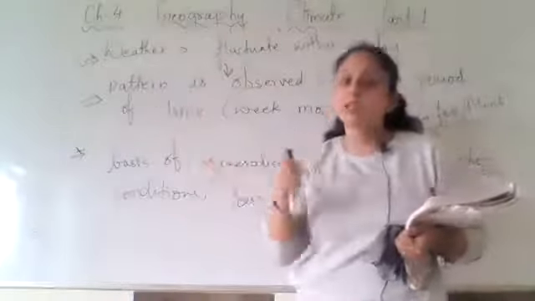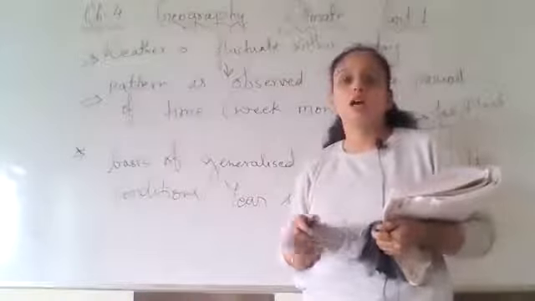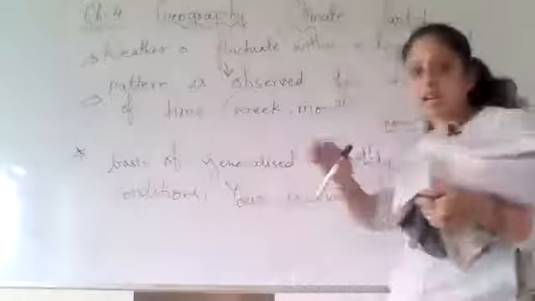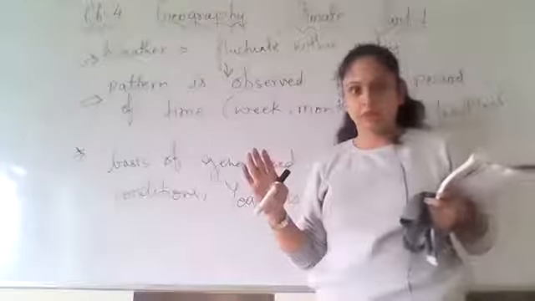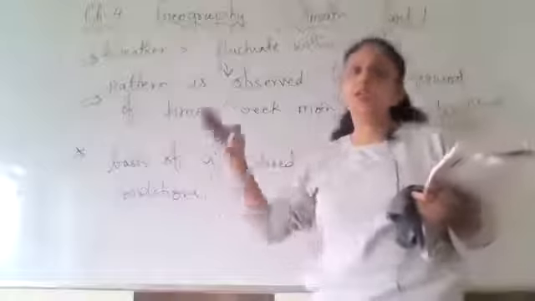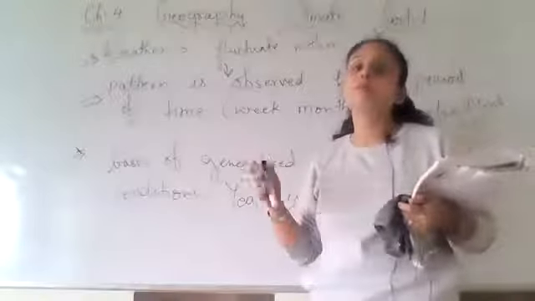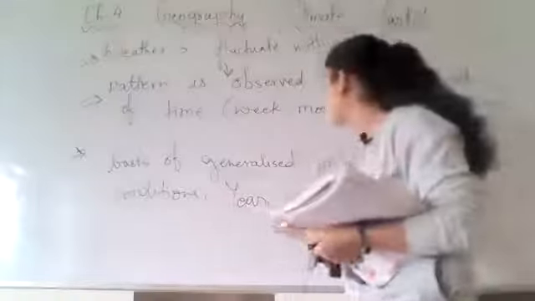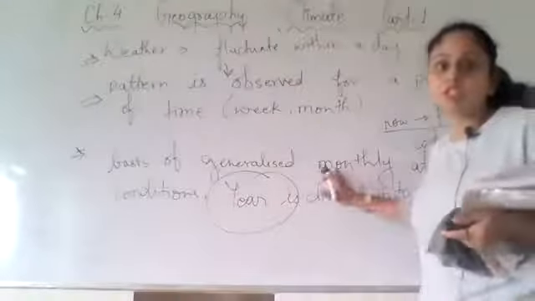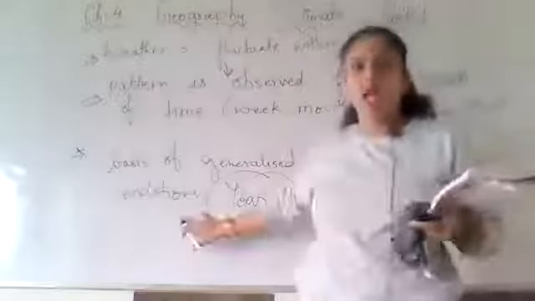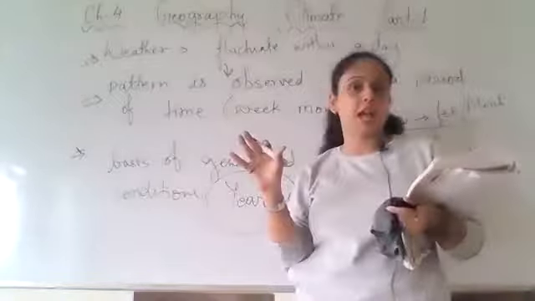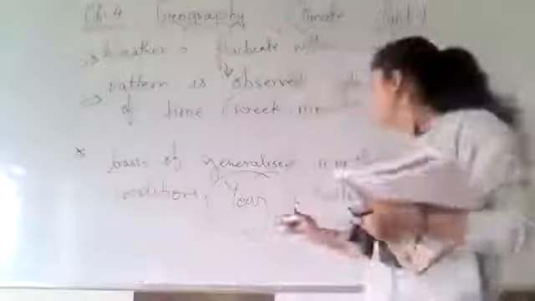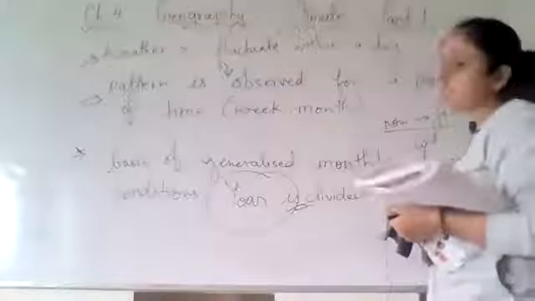So, like this, if you see, a common pattern is there, and on that basis, our months are divided. On this generalization, our months are divided into seasons. The year is divided into seasons. On the basis of monthly atmospheric condition, the different months are having a different common pattern. On that basis, the year is divided into seasons.